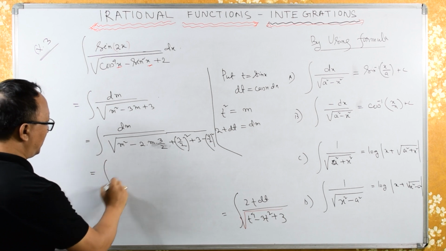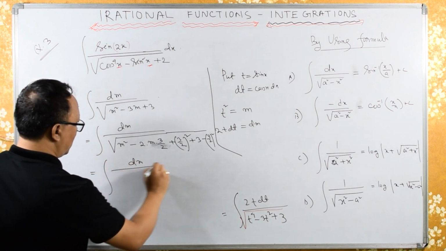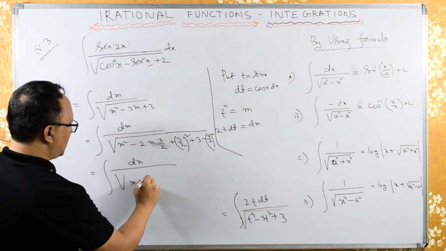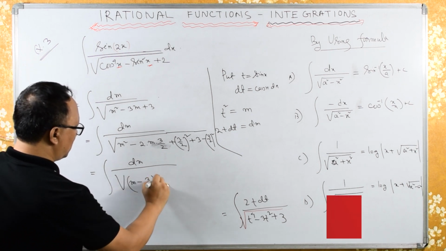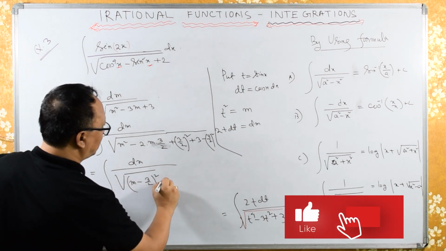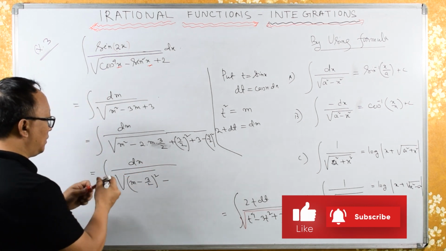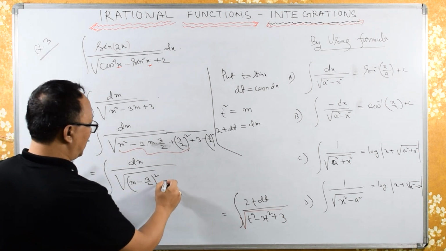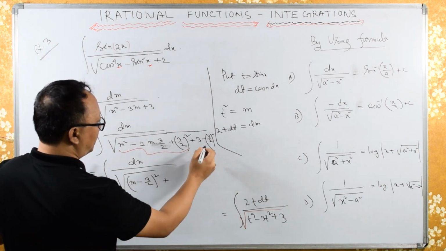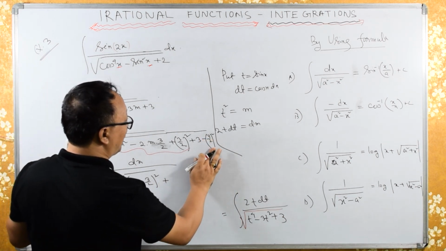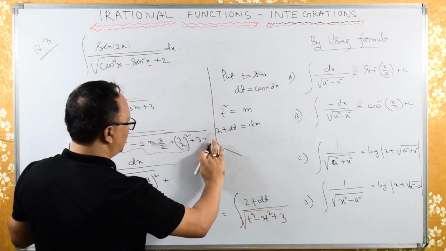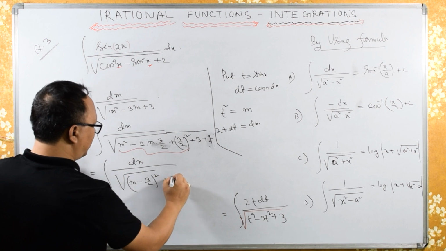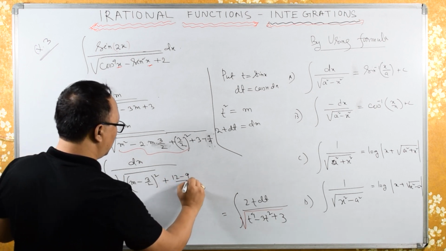Now this whole becomes dm, and this is what? Square root of m minus 3 by 2 the whole square. Okay, up to here. Now this is 3 here plus 3, which is 9 by 4. Here I can write this as 9 upon 4. If I take LCM, 3 times 4 is 12, 12 minus 9 upon 4.